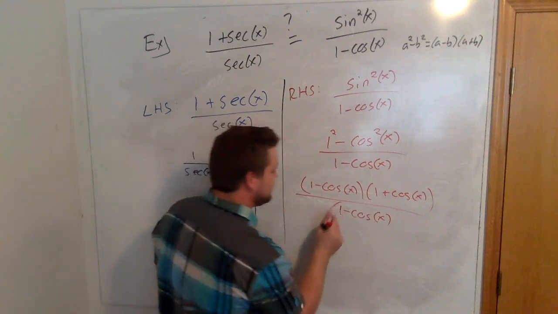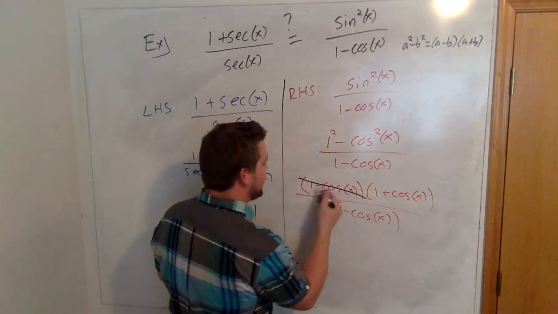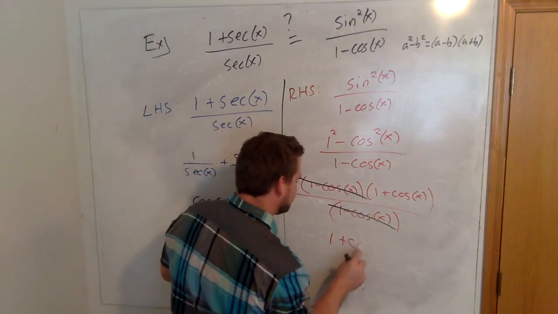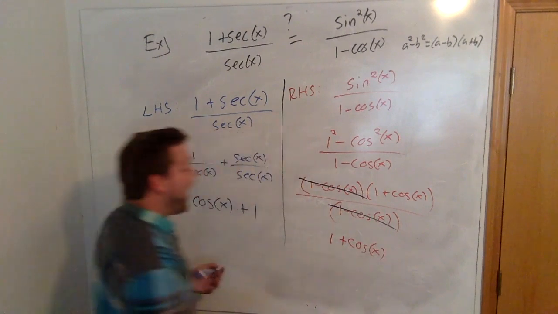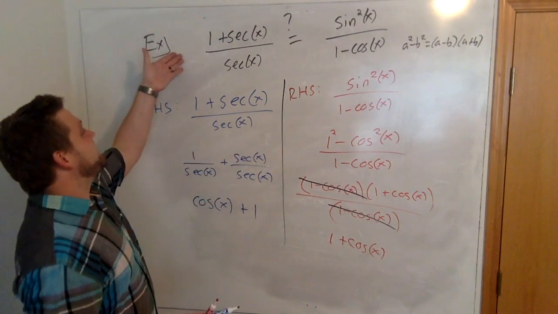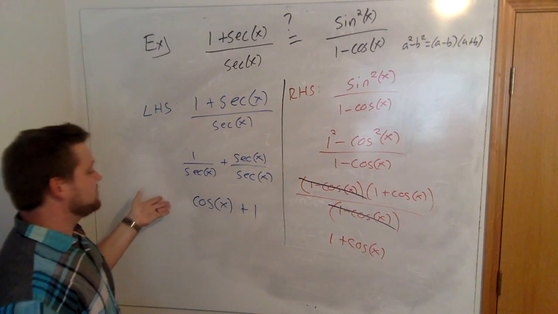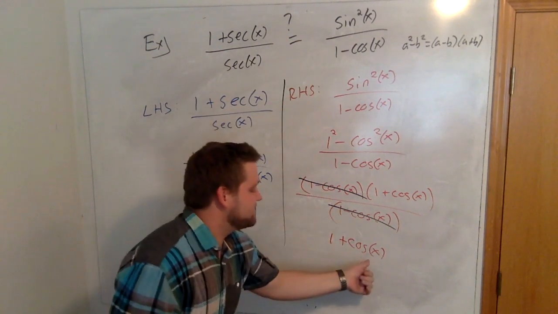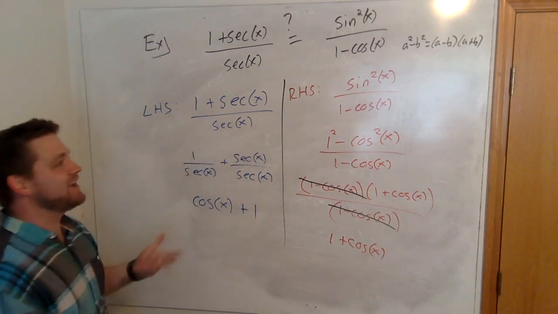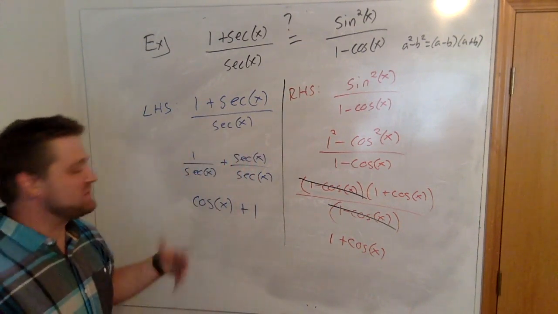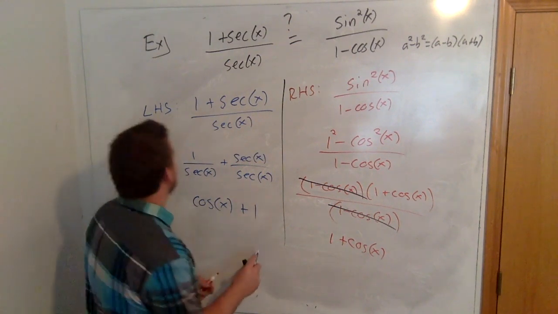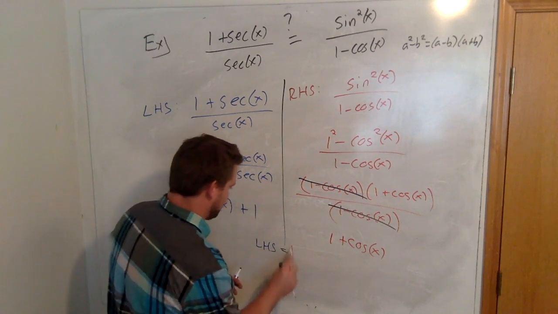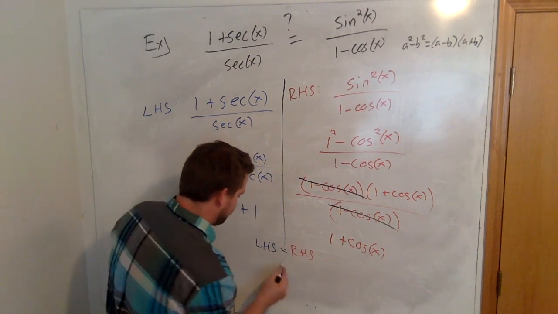Well, what's great here is that this factor of 1 minus cosine cancels out, and now we're left with 1 plus cosine of x. I've massaged the left-hand side to be cosine of x plus 1. I've massaged the right-hand side to be the same thing, cosine of x plus 1. So I showed that the left and right-hand side simplify to the same thing, which means that they are the same thing. So we've just shown here that the left-hand side is equal to the right-hand side. And we're finished. How fun.